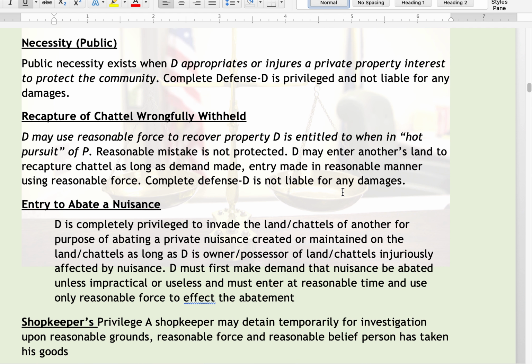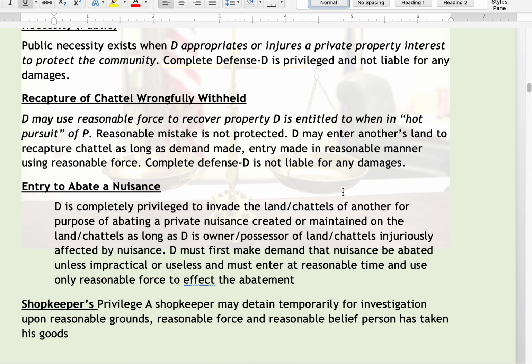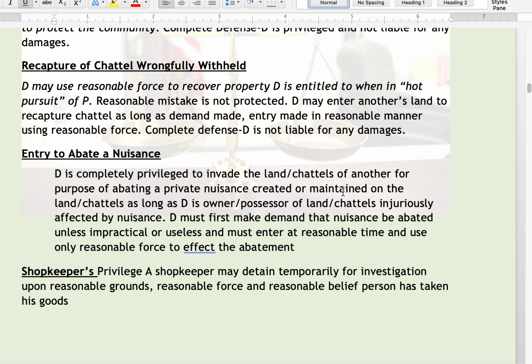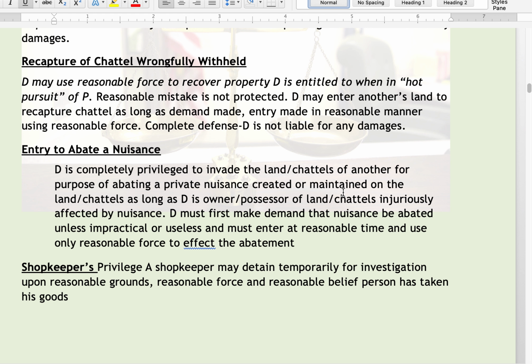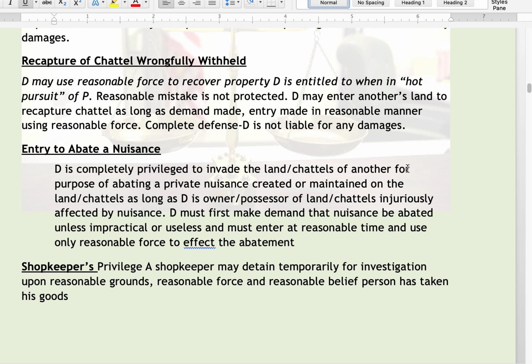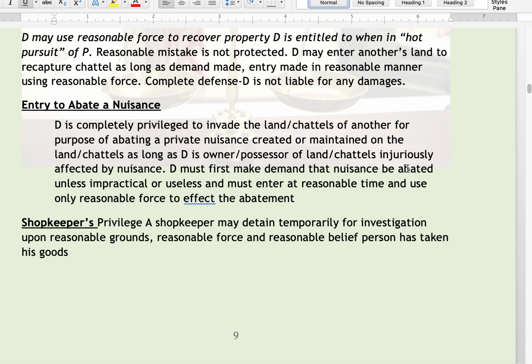Recapture of chattel wrongfully withheld. Defendant may use reasonable force to recover property the defendant is entitled to when in hot pursuit of the plaintiff. Reasonable mistake is not protected. Defendant may enter another's land to recapture chattel as long as entry is made in a reasonable manner using reasonable force. Complete defense, defendant is not liable for any damages.